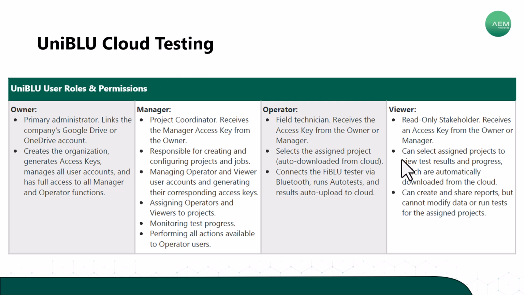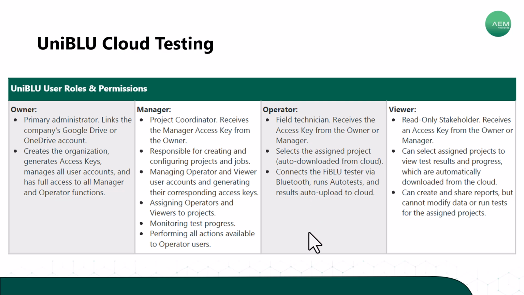So I'm going to start on the far right, the viewer. This is the lowest level of access. You can grant access in the UniBLU app to somebody by their email address and an access key that allows them to view test results, review data. They cannot do anything with testing. It's simply to allow them to view. This might be applicable for an end customer, for instance, that wants to monitor testing, or a specifier that wants to monitor the testing.